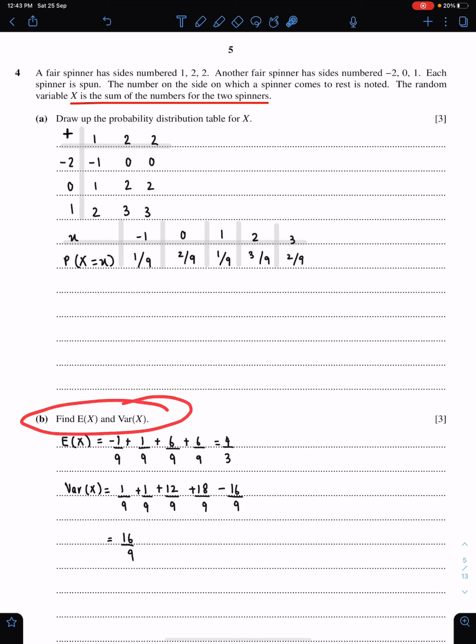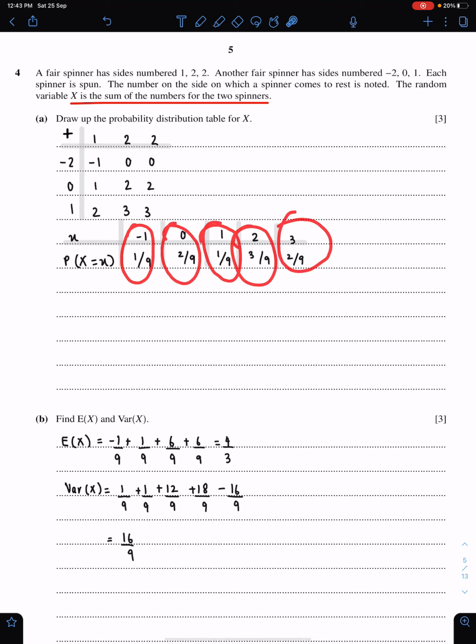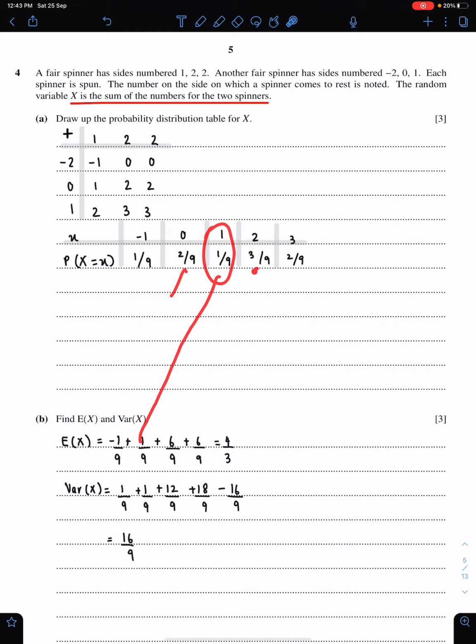Now we need mean and variance. Mean is very simple, we just need to take the sum of the product of these numbers. -1 times this is here, 0 times this is 0, 1 times this is here, this is here, and this is here. The answer is 4 upon 3.